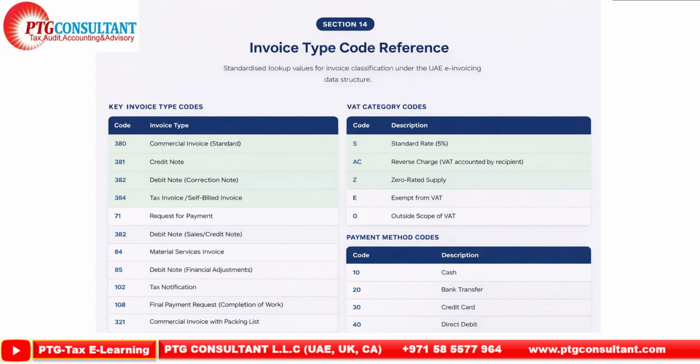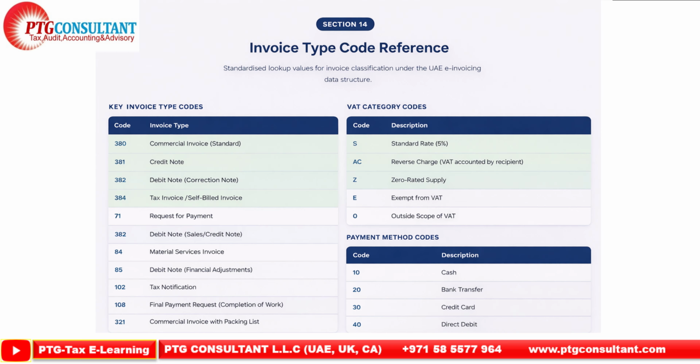Section 14. Invoice type code reference. For reference, the key invoice type codes are Code 380 for a commercial invoice, Code 381 for a credit note, Code 382 for a debit note or commission note, and Code 388 for a tax invoice or self-billed invoice.